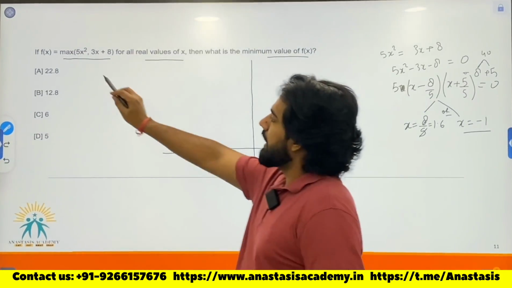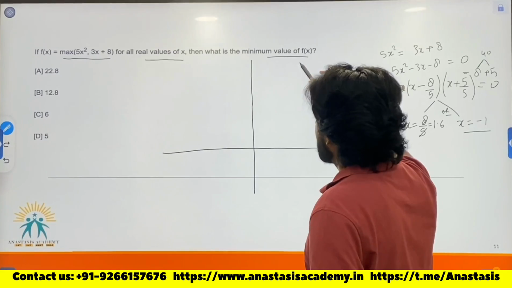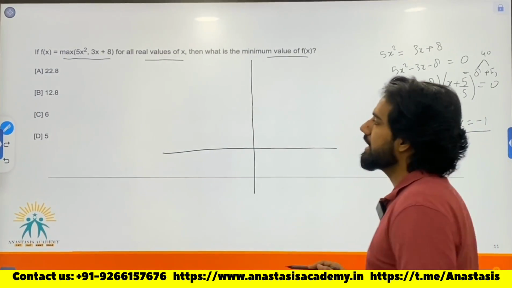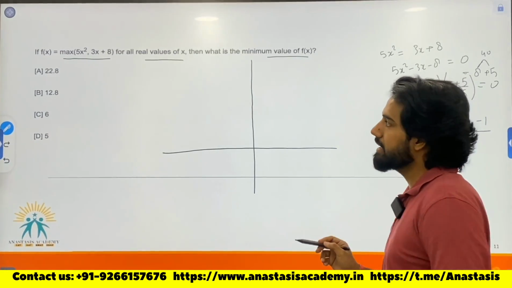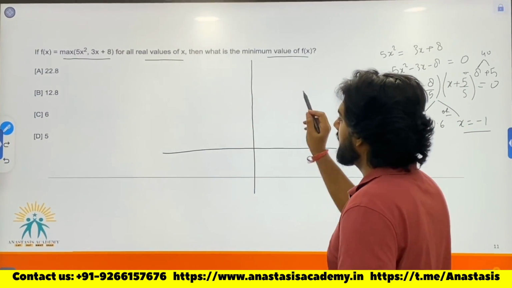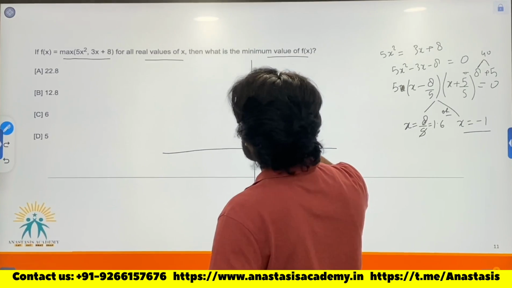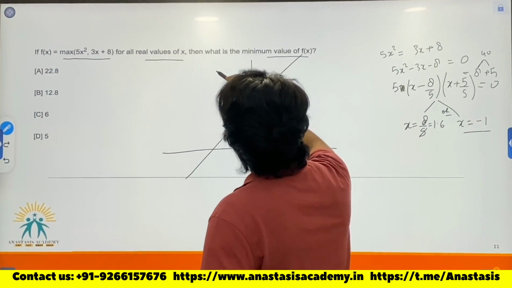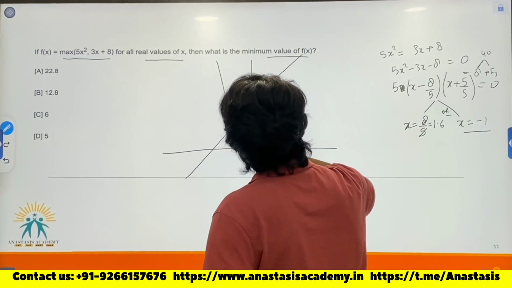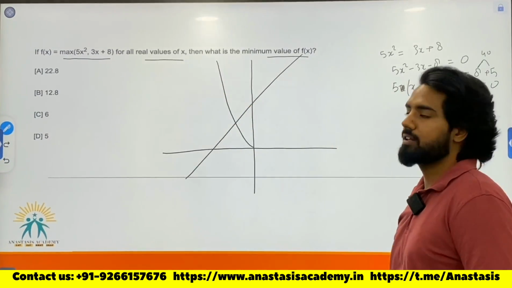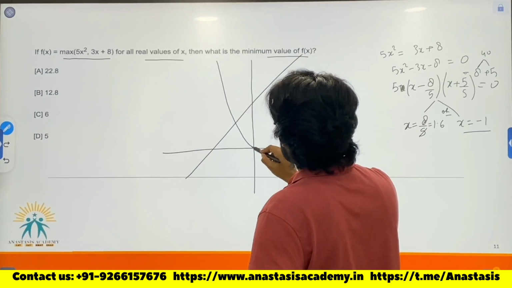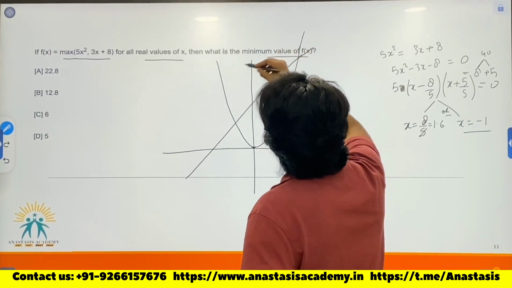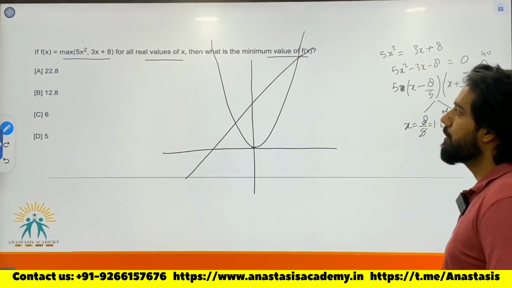So the graph of 5x square will be a parabola that is opening upwards, and 3x plus 8 would be an increasing slope line with a y-intercept of 8. So we can say this is the line, and this is the parabola, 5x square, so it will pass through the origin, and at this point it will overtake this line.